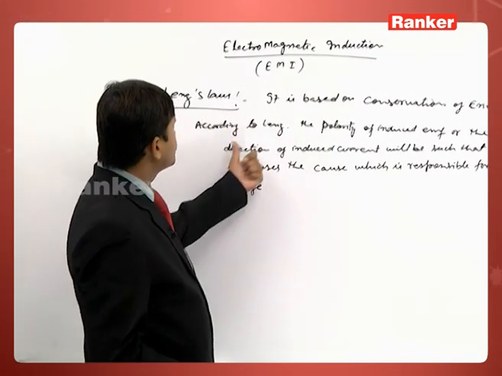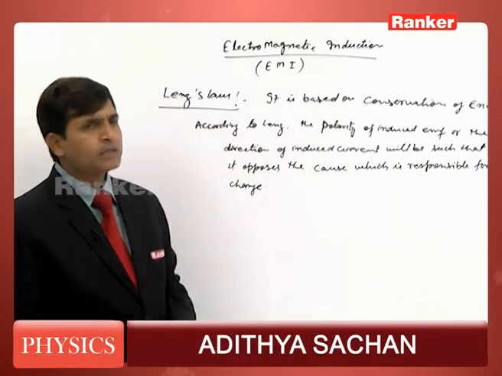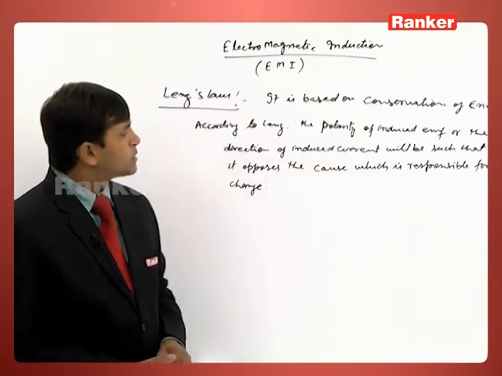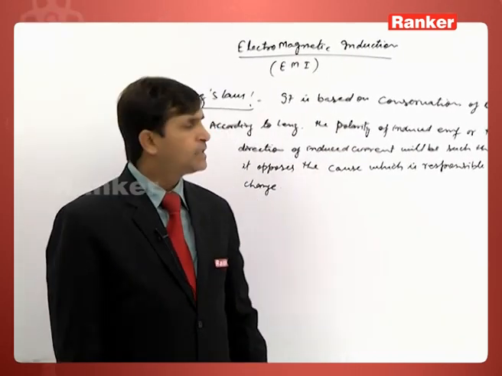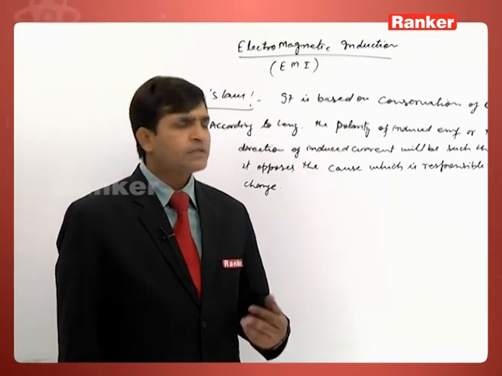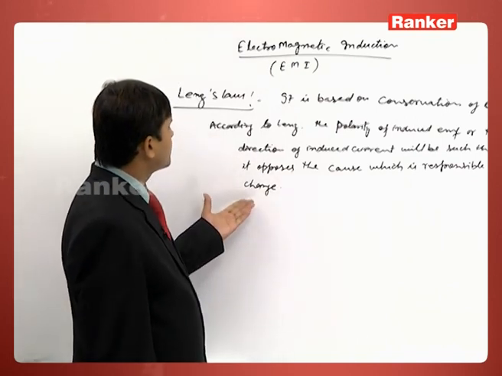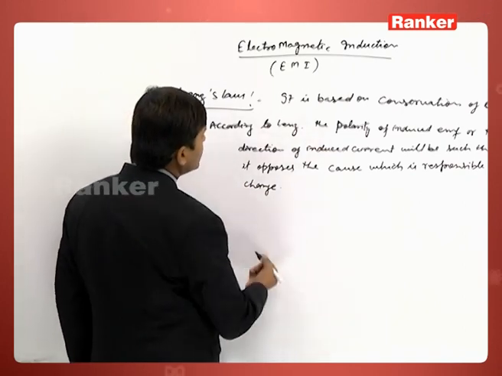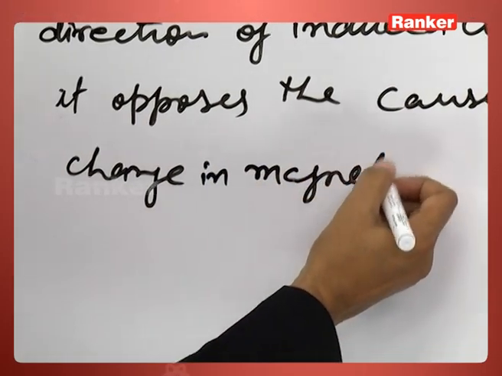So he has suggested that whenever an induced EMF develops across a conductor or induced current develops in a loop, the polarity of EMF or the direction of induced current will be such that it opposes the cause which is responsible for the change in magnetic flux.